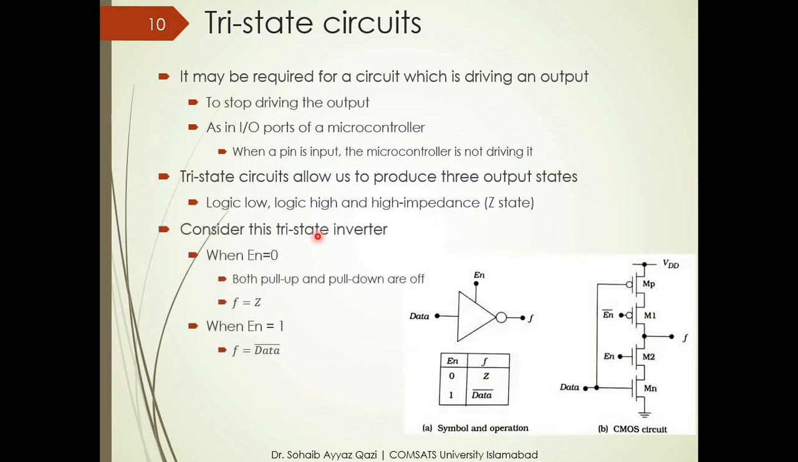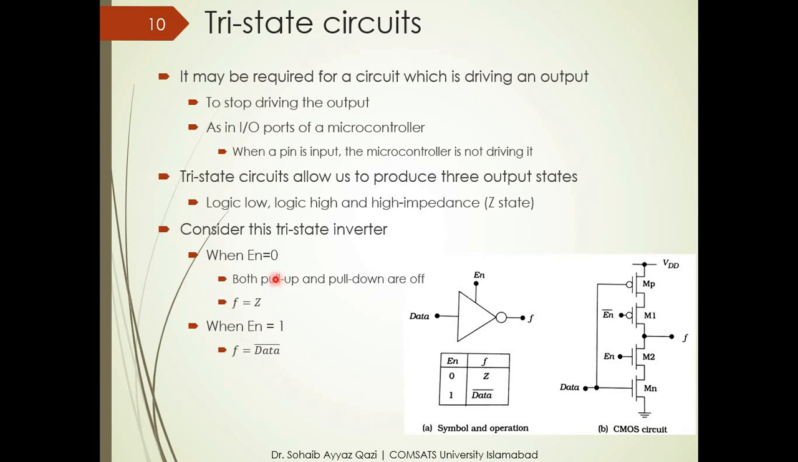To understand this, consider a tri-state inverter. In this circuit, if we ignore M1 and M2 here, and connect this point to this point here, we can see that this is a normal inverter circuit. To make it a tri-state circuit, we just added a couple of MOSFETs, one PMOS and one nMOS, around the output terminal. And obviously this is connected with the same input, that is known as an enable input.